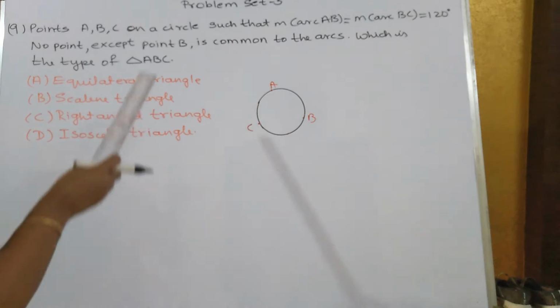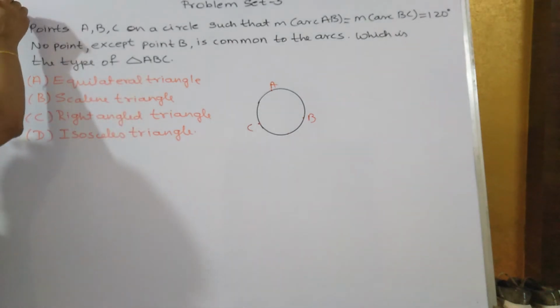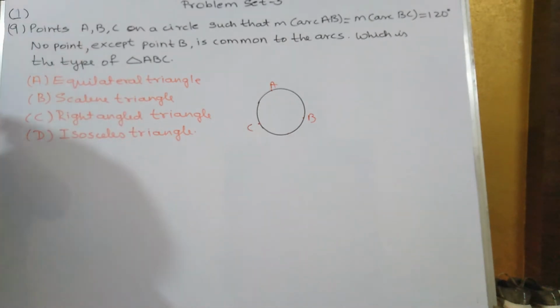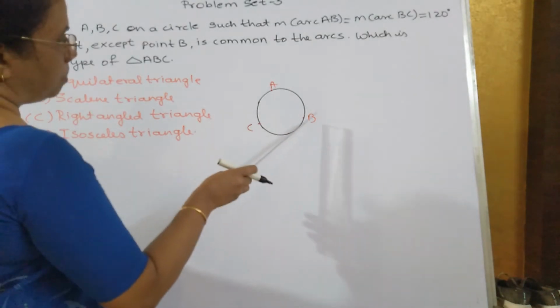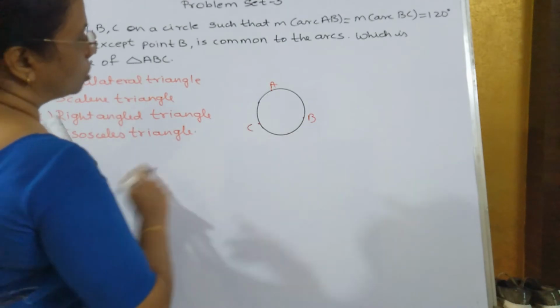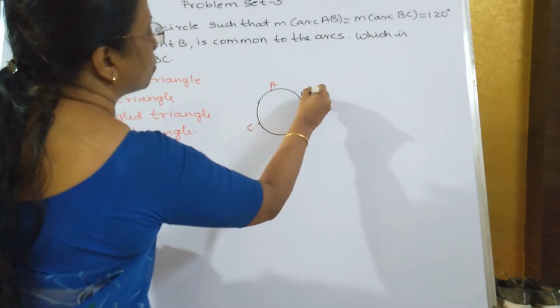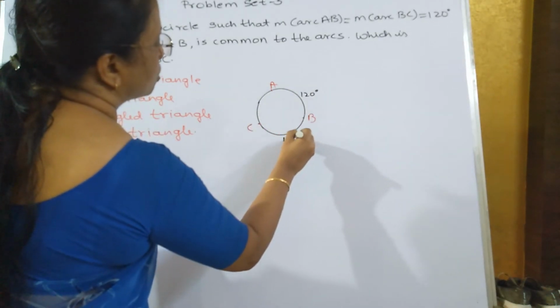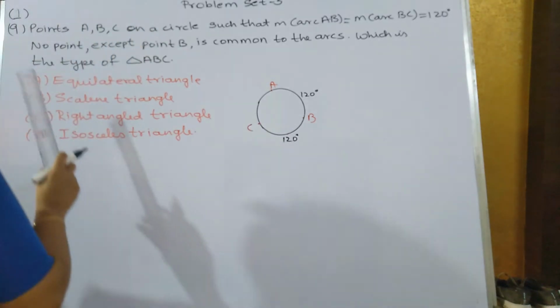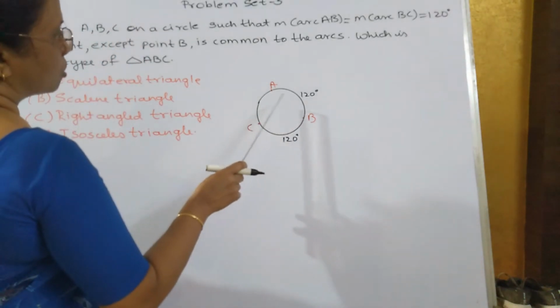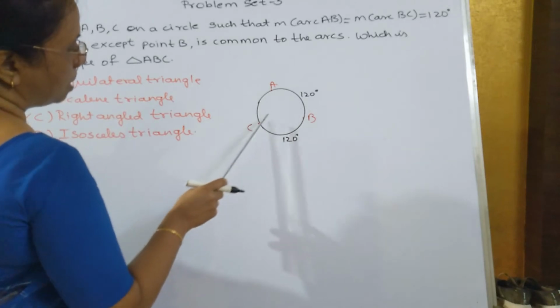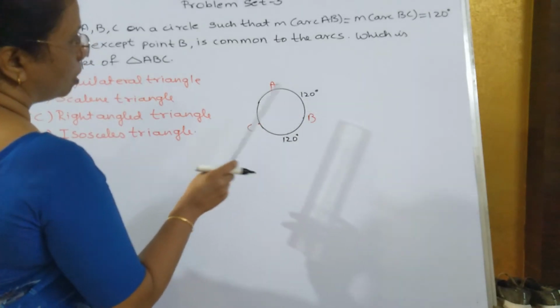Now problem set 3, sum number 9 of first sum. You have to choose a correct alternative. They have given that arc AB and arc BC are both equal to 120 degrees. So this is 120 degrees and this is also 120 degrees. No point except point B is common to both of them, that is AB and BC. The common point is B over here.